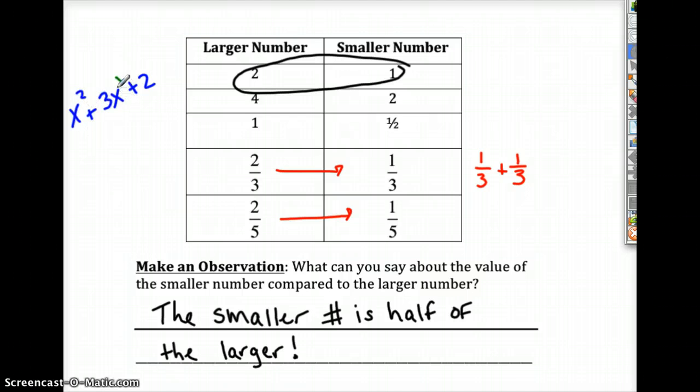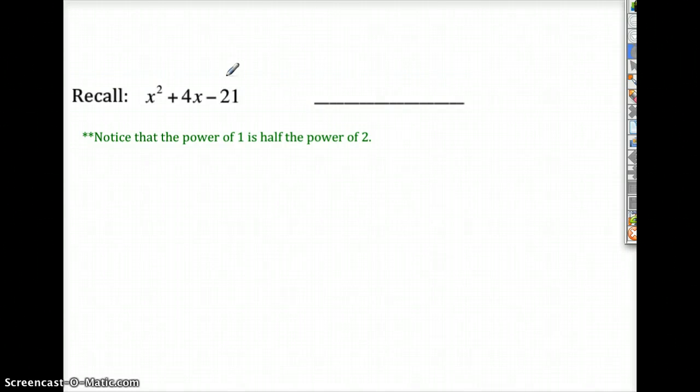So this is a quadratic. This is definitely quadratic form, but I could technically argue that x to the 4th plus 3x squared plus 2 is too. The same kind of expression here, except the powers on x changed to a 4 and a 2. However, the smaller power 2 is half of the larger, so this is also quadratic form. If the smaller is half the larger, then it's considered to be quadratic form. So that's the whole basis of what we're talking about.